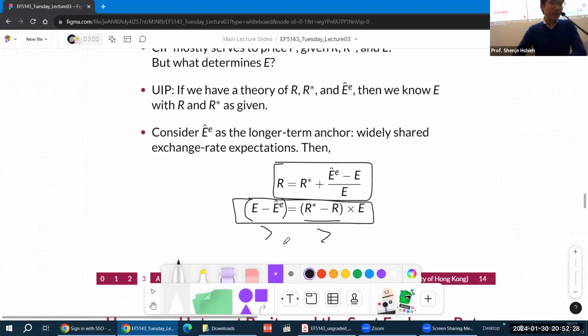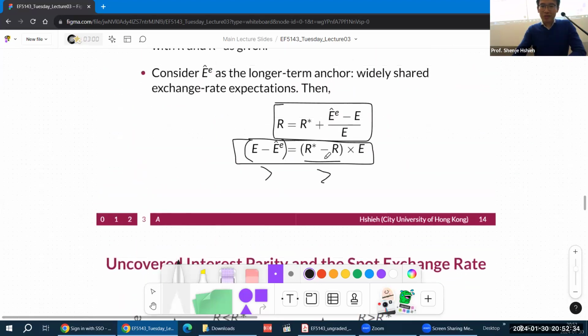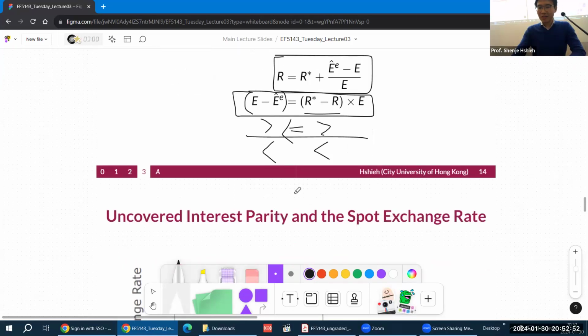And I will show you what that means with a time graph, okay? So let's go ahead and look at two different scenarios, one in which R star minus R is positive, and also one scenario in which R star minus R is negative. It has these implications: if it's positive, then the relationship between E and E hat E is positive. If it's negative, then it's the other way.